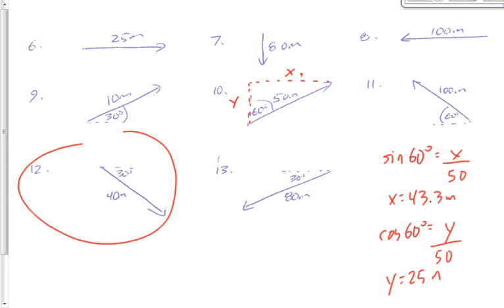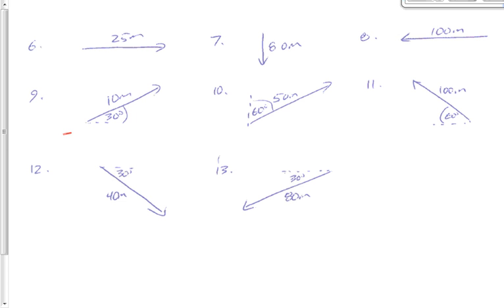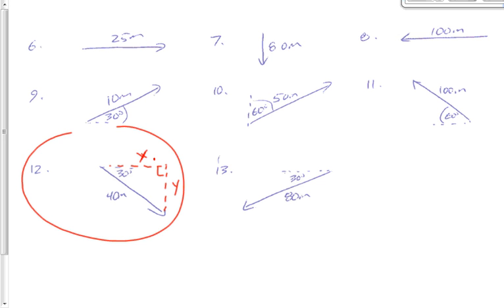All right, question number 12. We've got a 30-degree angle here. Let's draw our triangle around the 30-degree angle. Is the x side of the triangle the opposite or adjacent side? Victoria, opposite or adjacent side for x here? Yes, good. So if it's the adjacent side and I've got the hypotenuse, then what am I going to use?